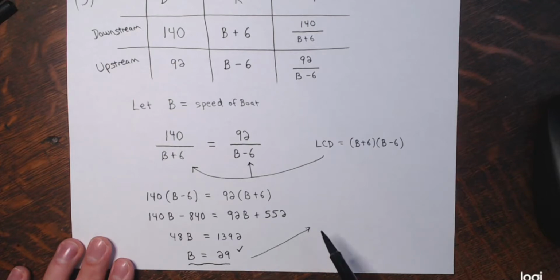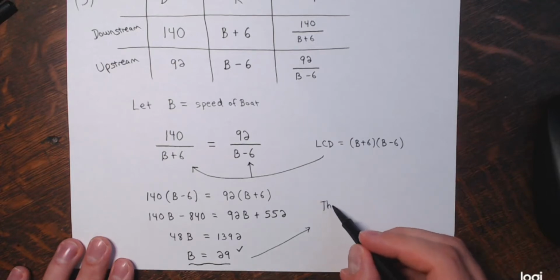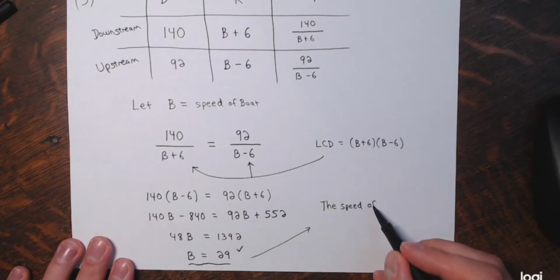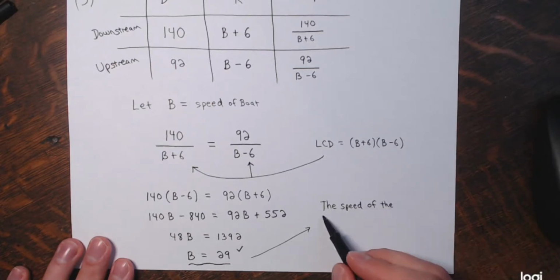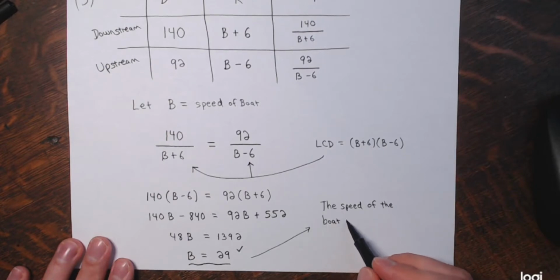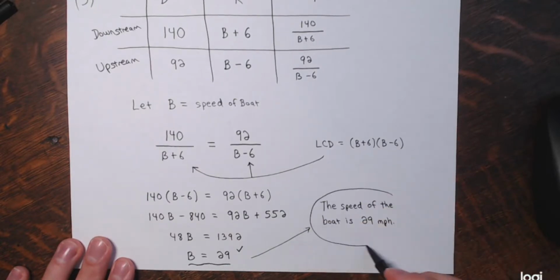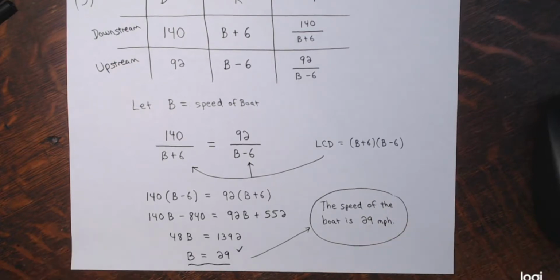And then what I'll say is that the speed of the boat, or the boat was traveling at, the speed of the boat in this scenario is 29, and once again the units on that are miles per hour. Great.